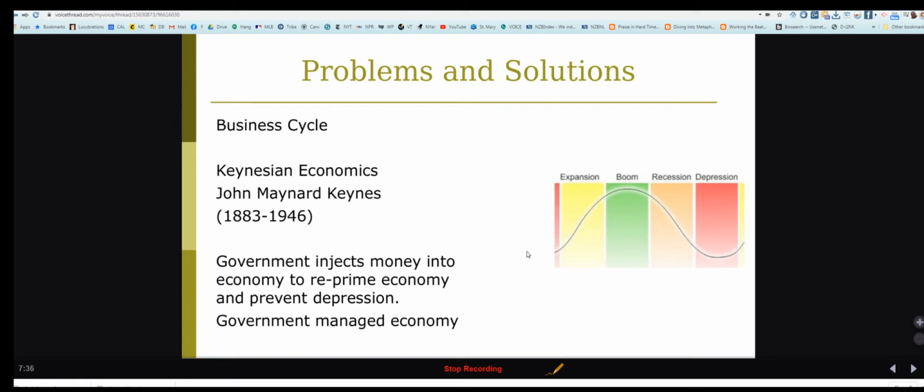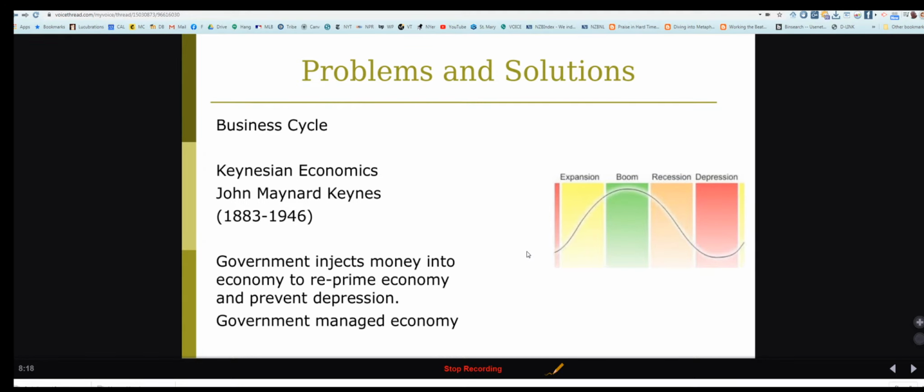So John Maynard Keynes gave the name to the basic idea behind the solution to that problem, called Keynesian economics. In Keynesian economics, the government helps to manage the economy by injecting money into the economy in the form of government jobs or government spending, or sometimes lowering interest rates, or sometimes just injecting money into the system through a Federal Reserve System. So our government has a Federal Reserve Bank that helps to regulate the economy and prevent inflation and recessions and depressions.